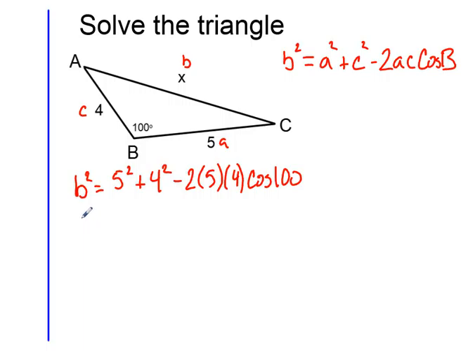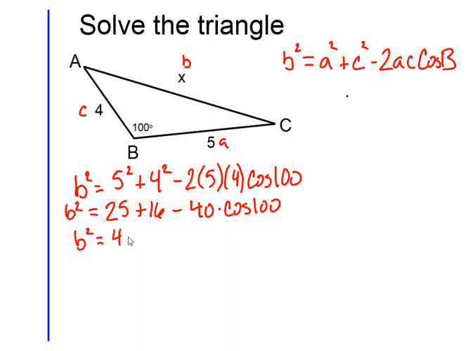All I have to do is start to simplify that out, but make sure you do the simplification in the correct order. If you do not follow order of operations, you're going to get the wrong answer. So first, in order of operations, we're going to use our exponents. So 5 squared is 25, and 4 squared is 16. Now we can do the multiplication. 2 times 5 times 4 is 40, and that also will get multiplied to the cosine of 100. And now I can go ahead and multiply all this out.